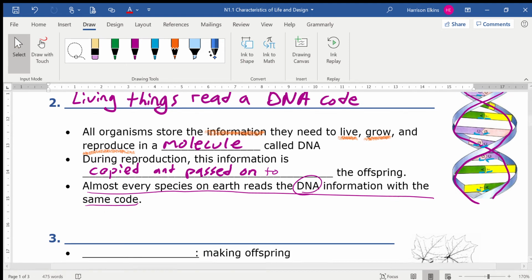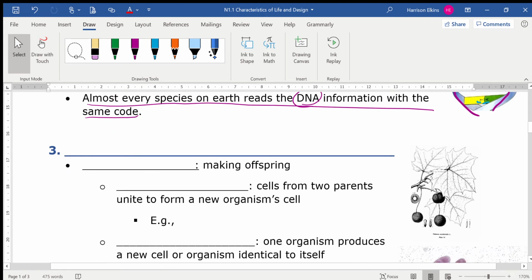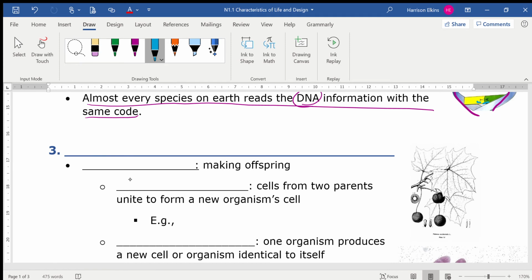All right, let's look at 3. Or else we could adjust our definition. Okay, so 3 is that all living things reproduce.